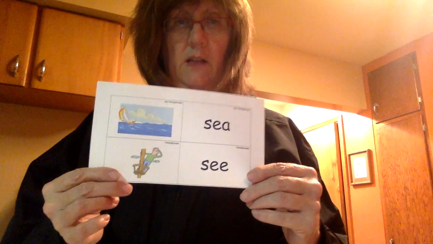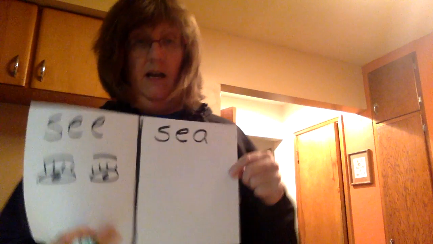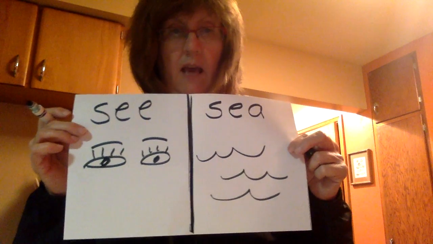Now this is the one that I chose to illustrate. I'm going to use sea, S-E-A, and see, S-E-E. So I divide my paper in half, just like we've done before. I'm going to write the two words nice and big so people can see them. Then I'm going to come up with an illustration just real quickly. I'm sure you can do much better because you'll have more time. So we have, I see with my eyes, or sea, see the ocean. Okay.